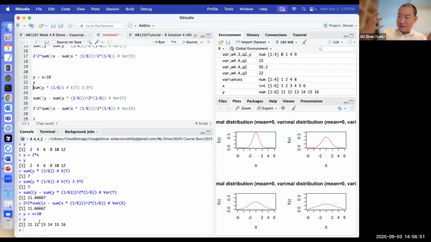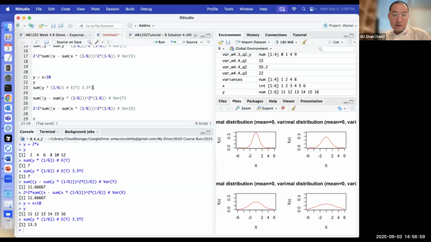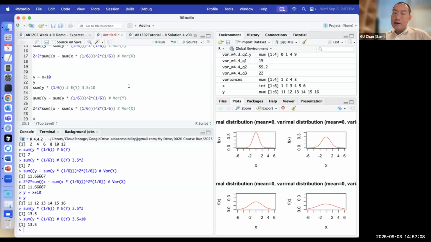So now, what if the dice give you 11, 12, 13, 14, 16? Then again, we'll have a look at the expected value of Y. So now it's 3.5 plus 10, right? So 3.5 plus 10 gives you 13.5.